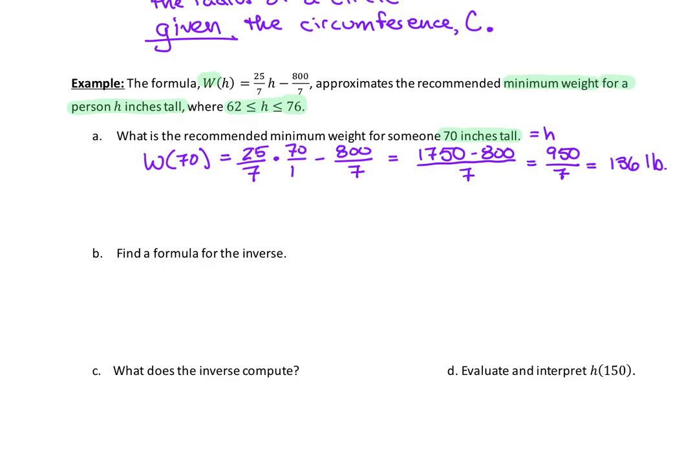All right. Now, this is stuff that we've done previously. Okay, so now we want to go ahead and find our inverse function. And so for our inverse function, we are going to start with our equation. I am going to take it out of function notation. And so instead of W(h), I'm just going to rewrite this as W.